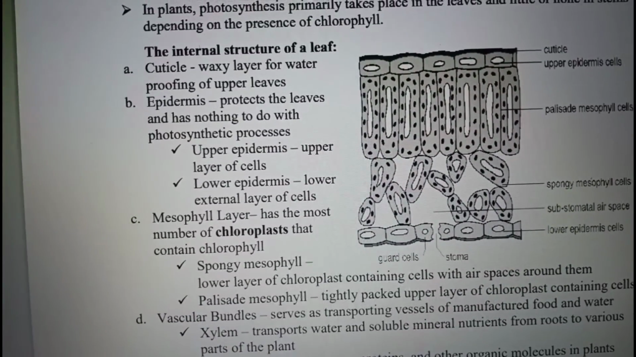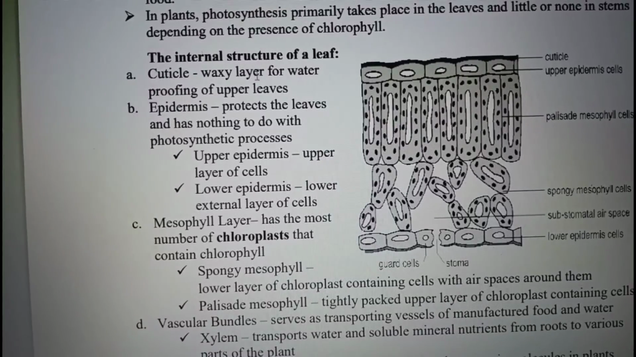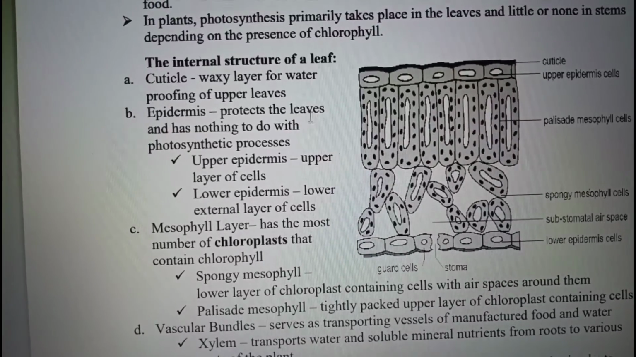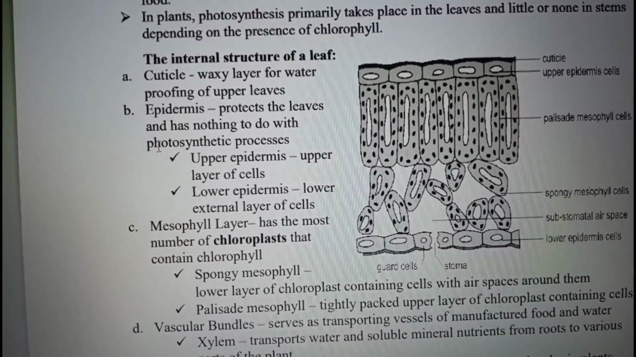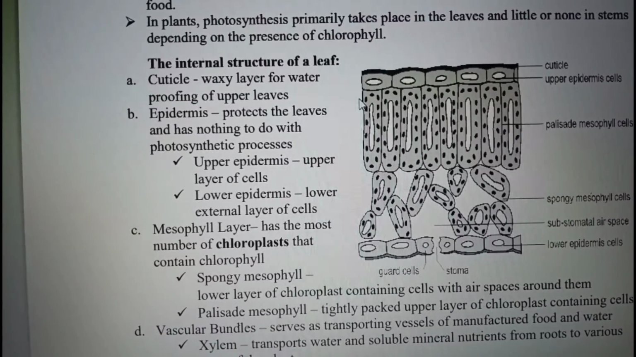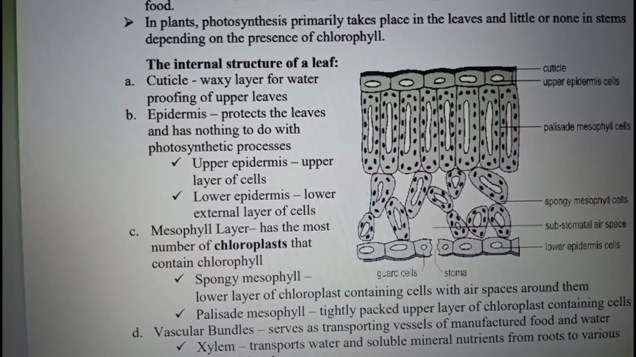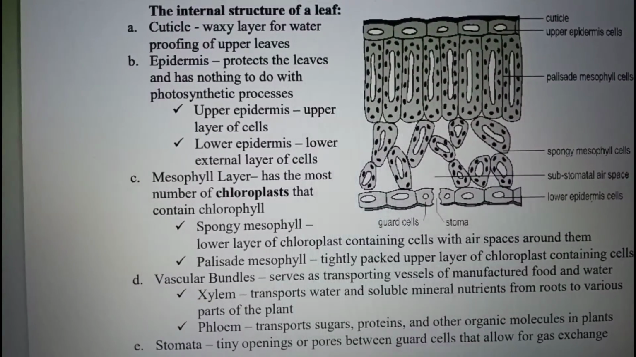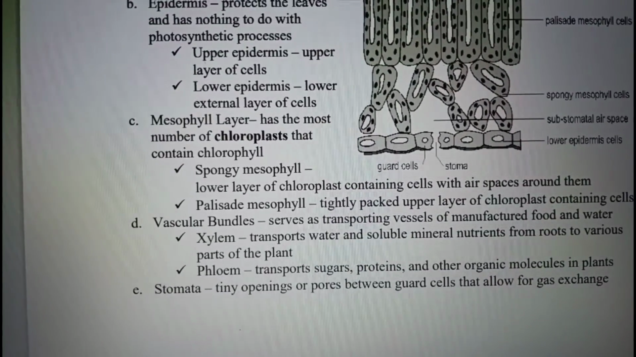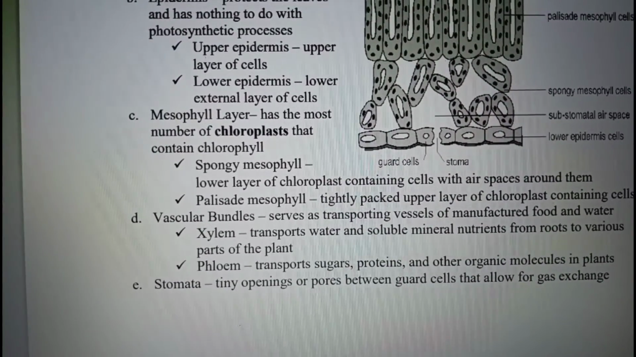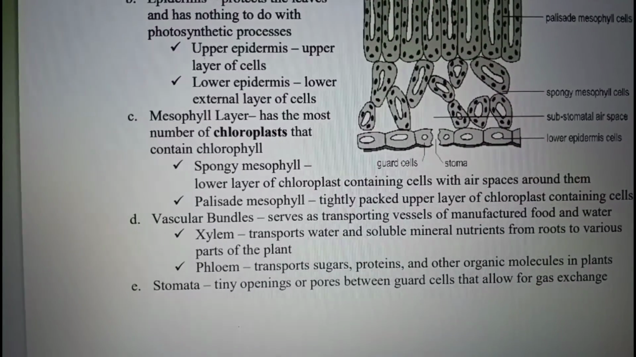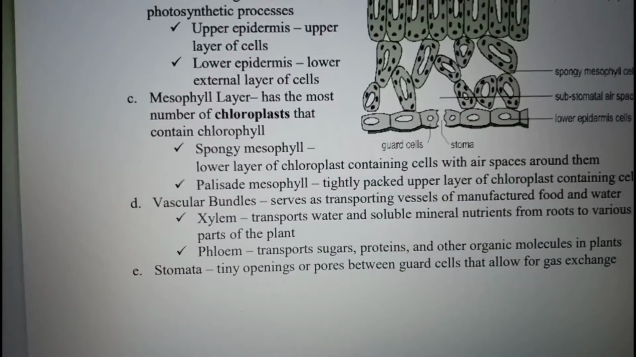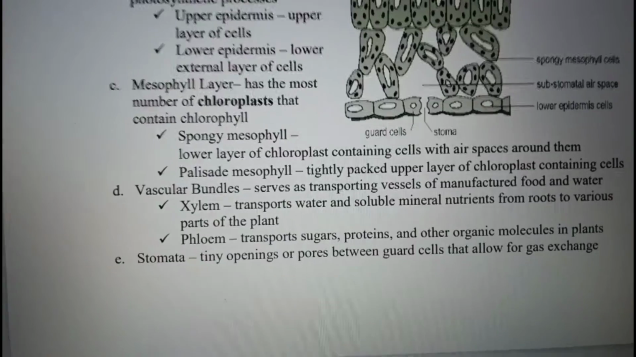So what is cuticle? The cuticle is the waxy layer for waterproofing of the upper leaves. Then the epidermis protects the leaves and has nothing to do with the photosynthesis process. It divides into two, the upper epidermis or the upper layer cells, and the lower epidermis or the lower external layer of the cells. Another part is the mesophyll layer, which has the most number of chloroplasts that contain chlorophyll.